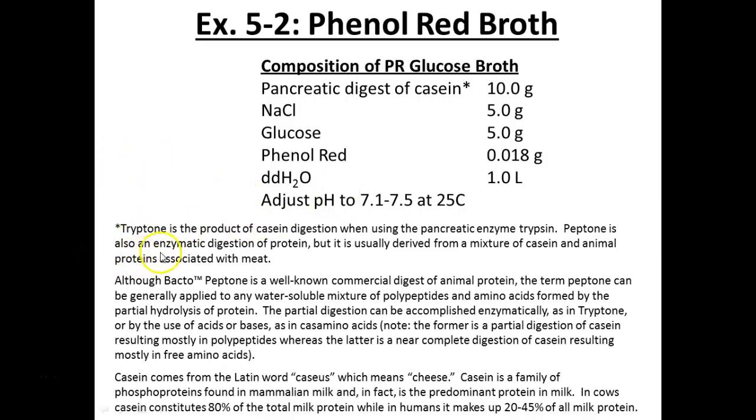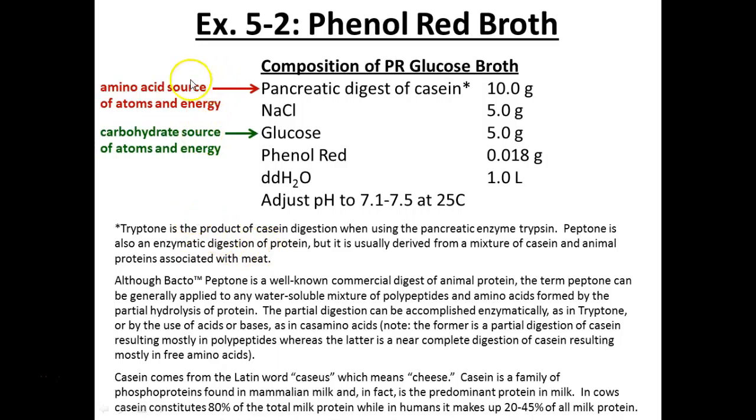And so it's partially digested. Some other media, like the TSA that you guys use, contain partially digested casein. And it's digested using pancreatic enzymes, so a lot of times it's written tryptone or trypticase. So amino acid source, right, and carbon source, right? You always need a nitrogen, an amino source, and a carbon source for your organism. So they have both in this media.